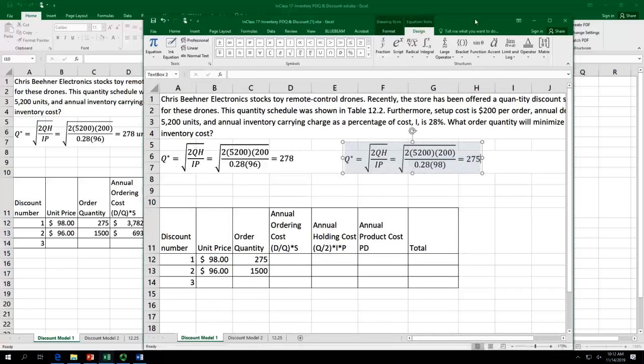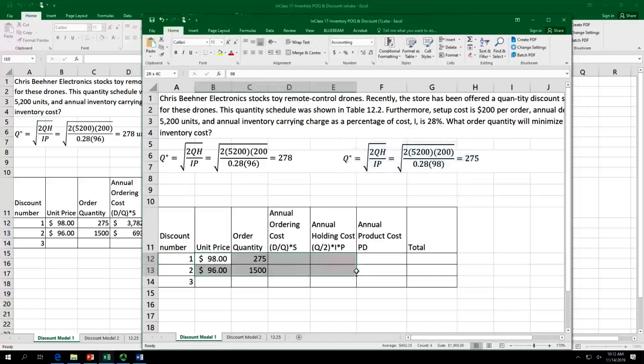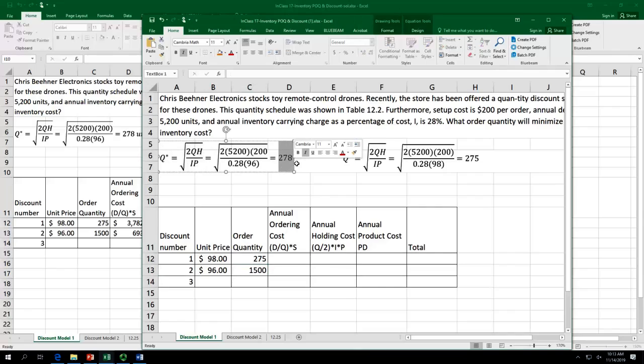Now the next step, I'm going to use the two price levels to calculate the total annual cost. Because this number 278 is actually a dummy number, you cannot really use it, because in order to reach the 96 price, you have to order a minimum of 1500. That's why, if you use 1500 as your order quantity, then you can compare your total price.